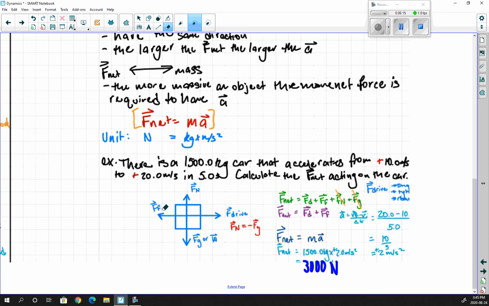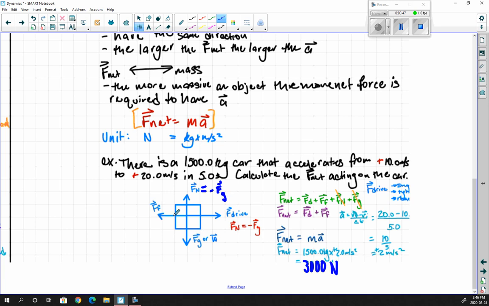What we do is we draw a free body diagram first. There's the force of gravity acting on the car because it's on the earth, also known as weight. There is the normal force. That's the surface, the road, supporting the car so it doesn't fall through. These two, normal force and force of gravity, are equal in magnitude but opposite in direction. I can draw that for you right here. Normal force equals negative force of gravity.